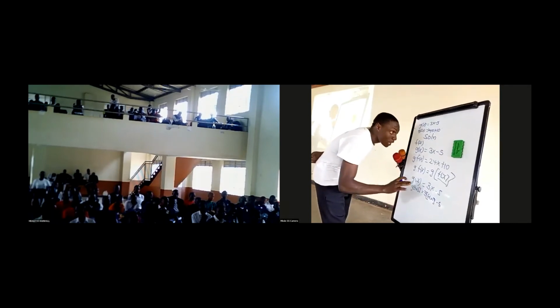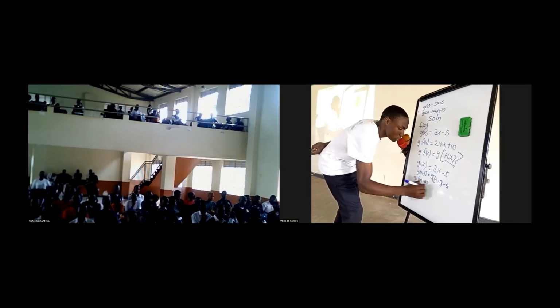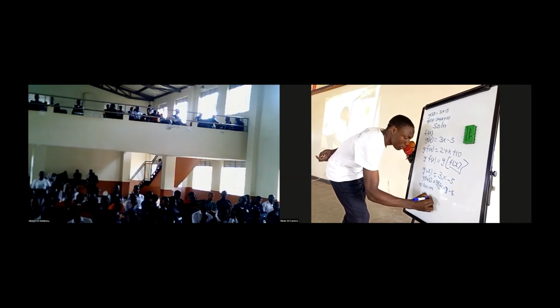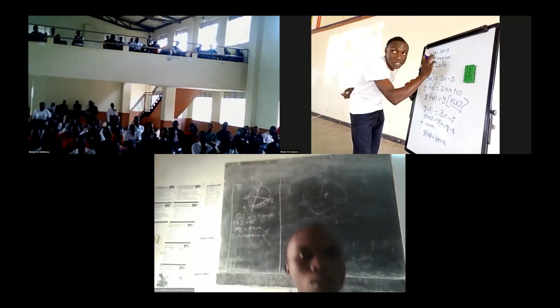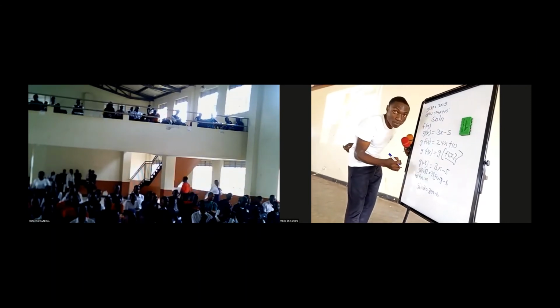Now, we can say that let f of x be equal to m. So that means my g of f of x will be equal to 3m minus 5. Now we have got that the g of f of x is equal to 3m minus 5, but the very g of f of x is equal to 24x plus 10. That means these two expressions are equal, okay?